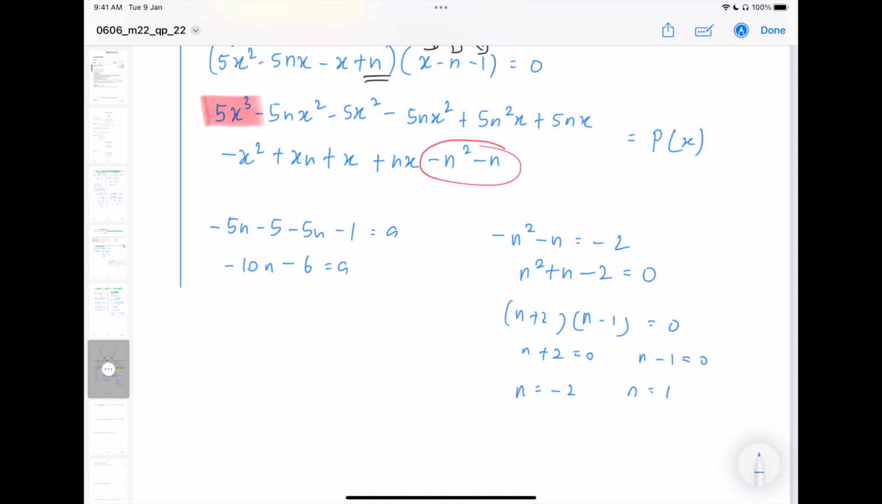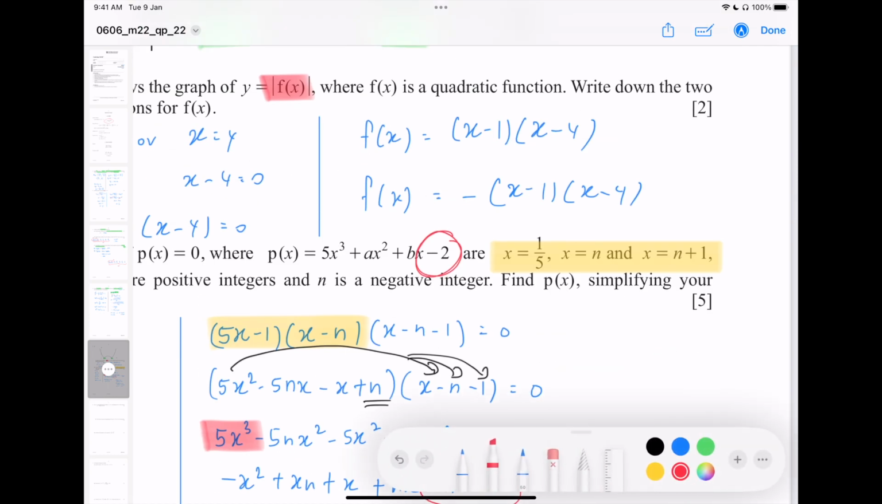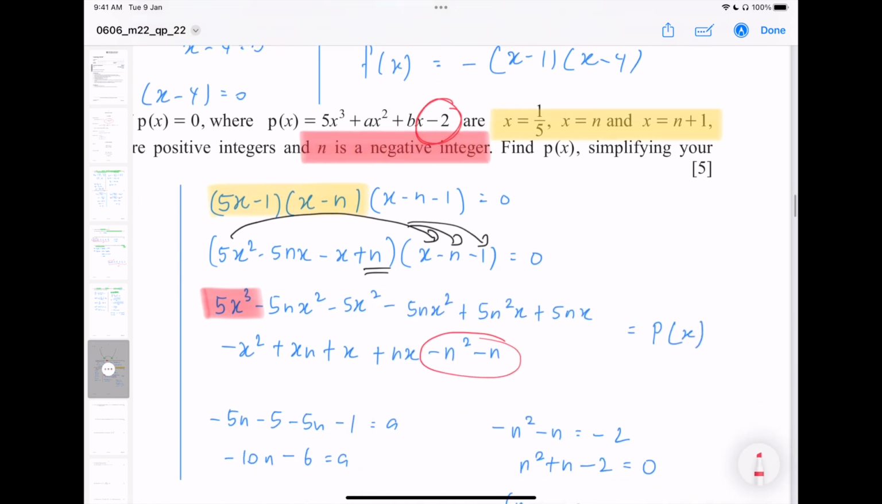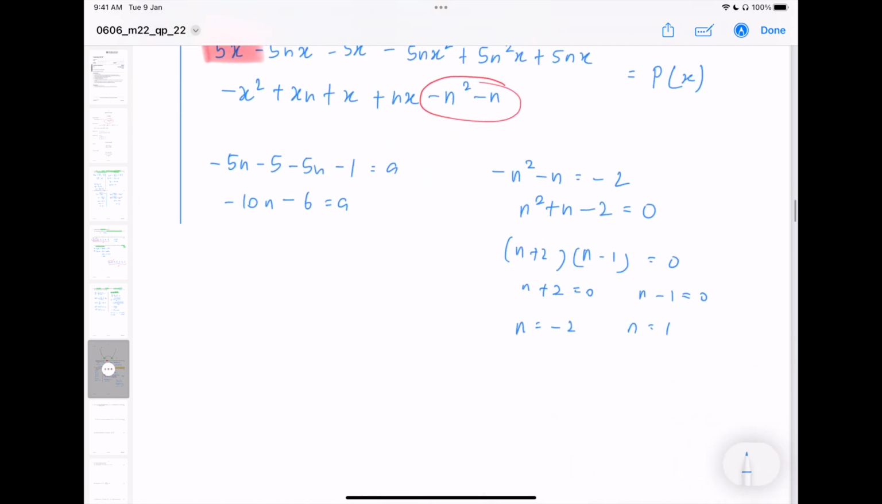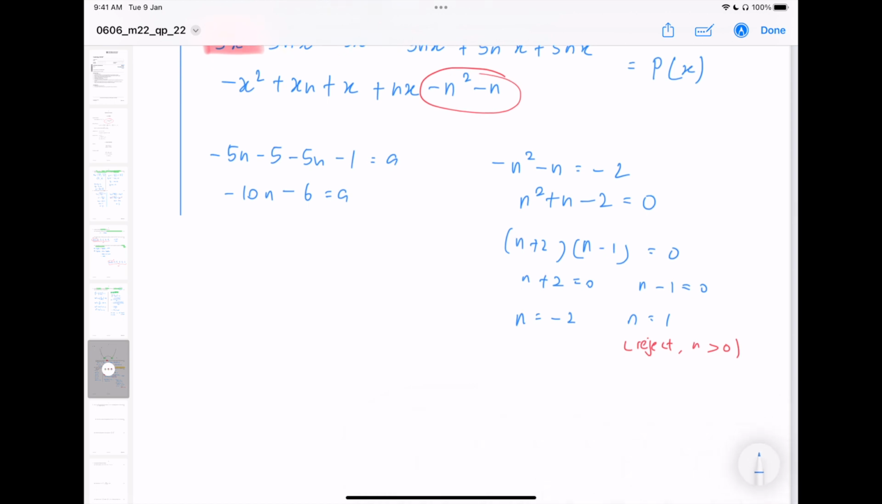Alright, there's two answers for n, which doesn't help me at all, because there can only be one n, because there's only one a. Ah, there we go. So it says that n is a negative integer. I know which one to reject now. I will reject this answer, because n is bigger than 0. It's positive. I can't have that. So I know what n is now. It's minus 2. I can put it in to get a. A equals minus 10 minus 2 minus 6. So that's 20 minus 6. You'll get 14. That's a. Okay, all this is a.